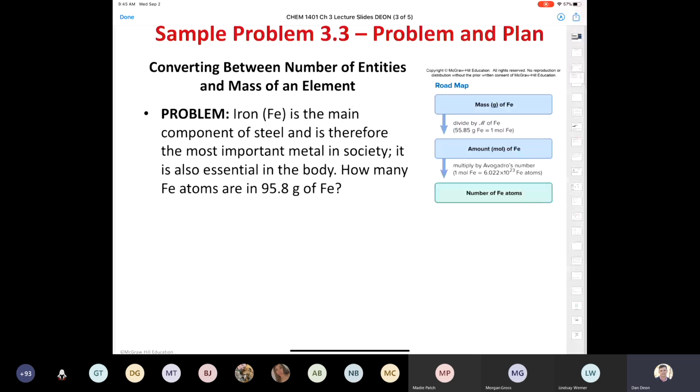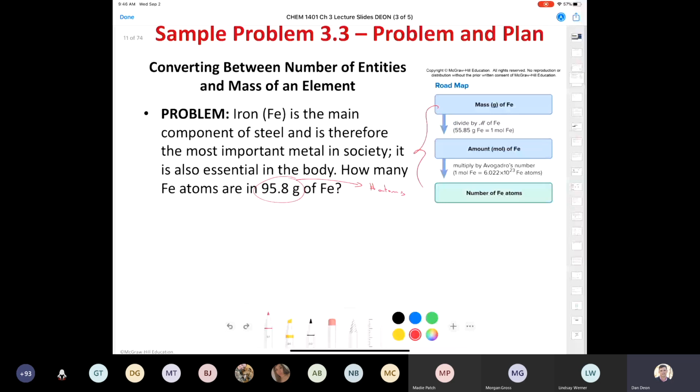It says here, let's try another problem. Iron, Fe, is the main component of steel and therefore the most important metal in society. I thought it was heavy metal. Anyhow, it is also essential in the body. How many iron atoms are there in 95.8 grams? So you can see here that now we're going to have to break out two conversion factors, right? Because we have to take that grams and we can't convert that directly to number of atoms. There's no way to do that. The first thing we're going to have to do is convert that to the number of moles, and then we know how many atoms of iron there are in a mole, right? There's Avogadro's number. So let's give that the old college try here.